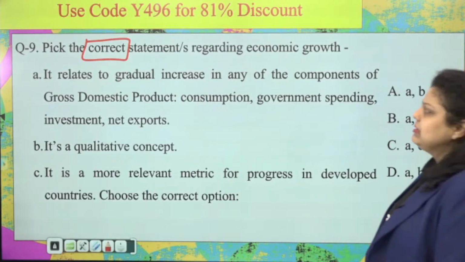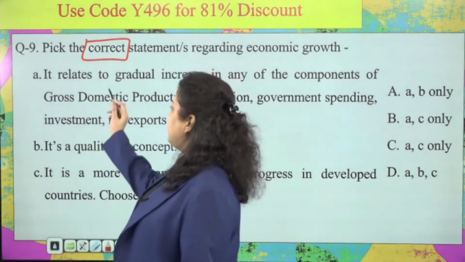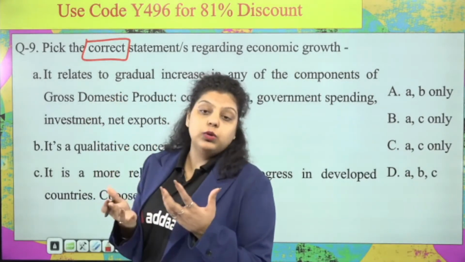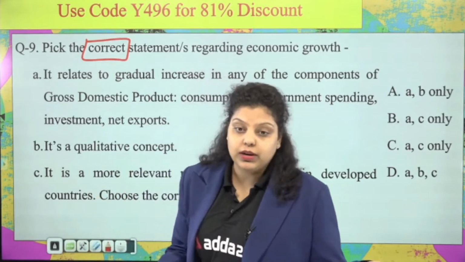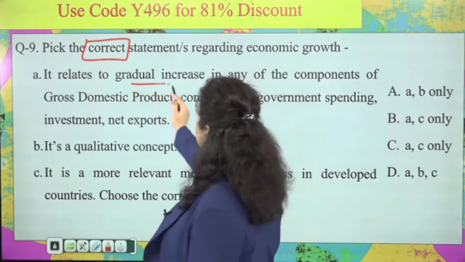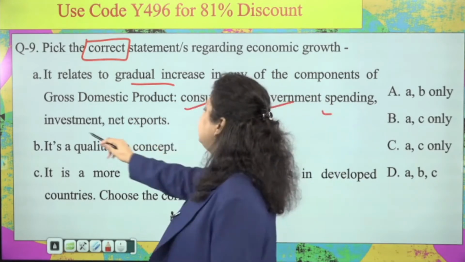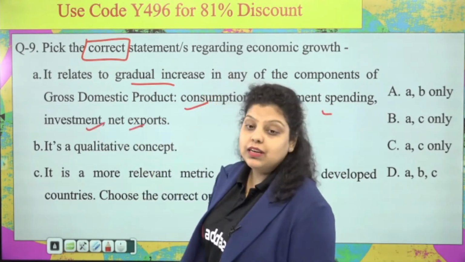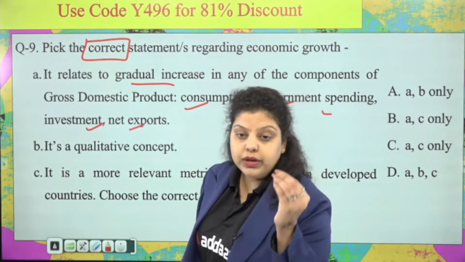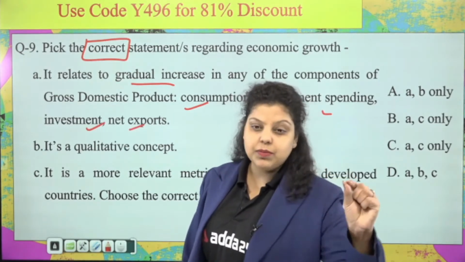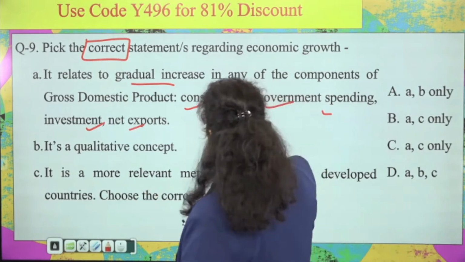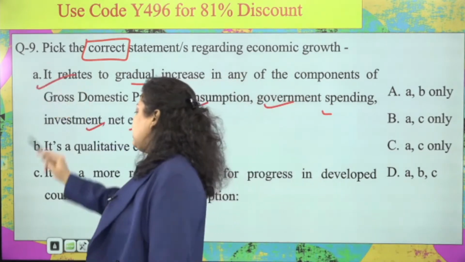If I talk about the first statement, that is true. If you are talking about economic growth, you calculate it with the help of GDP, right? So the gradual increase in any of the components, your consumption, government spending, investment and net export, these are the four components of the GDP. When you are calculating GDP, you are calculating the economic growth, and these are the four components. So the first is correct. Now the third is also correct.